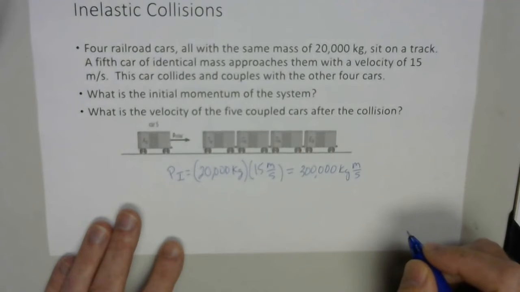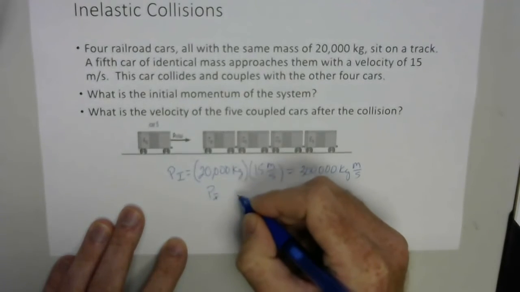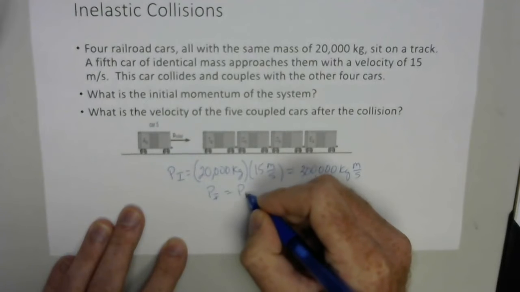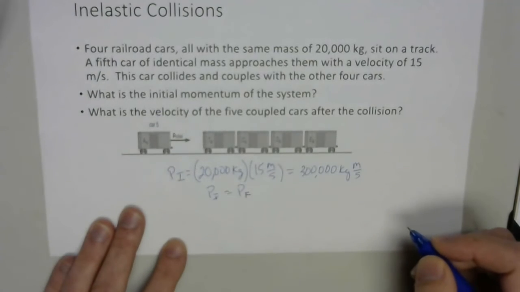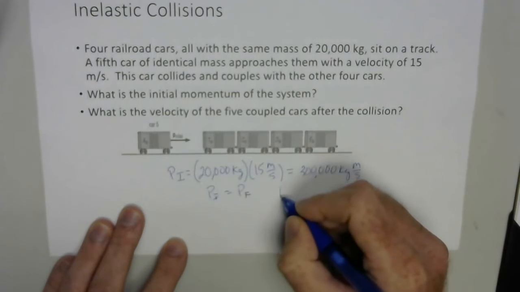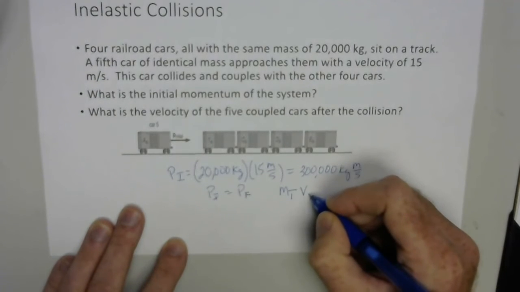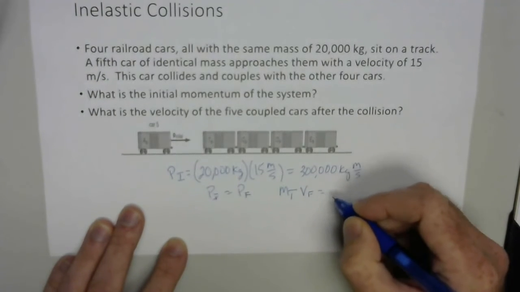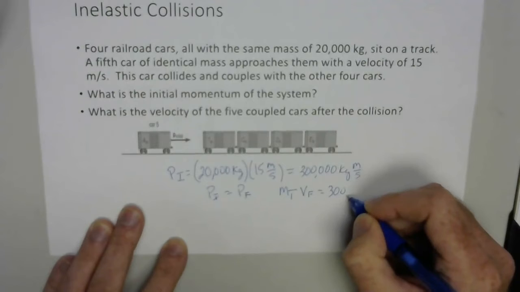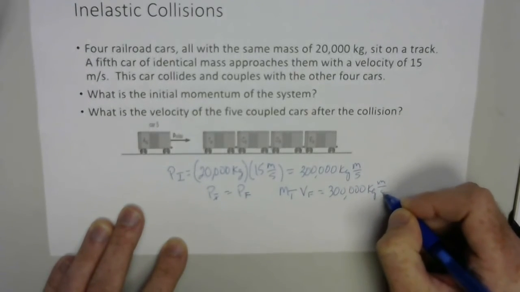Now, what's the velocity of the coupled cars? What we need to realize is that the initial momentum is equal to the final momentum. We're just going to slow down but have more mass. So essentially we're going to say total mass times final velocity is equal to that 300,000 kilogram meter per second.